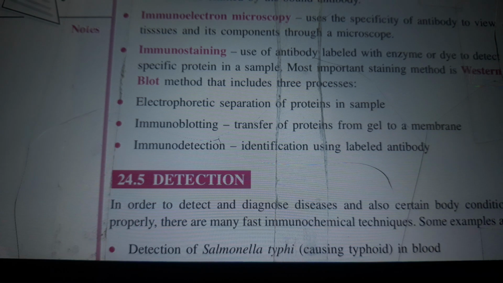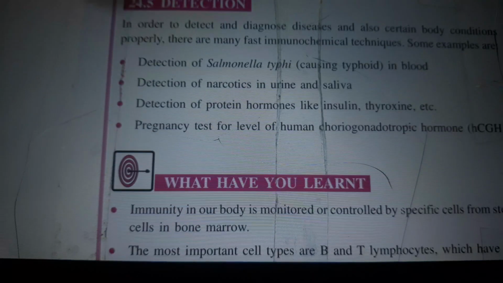The most important staining method is the Western blot method, which includes three processes: electrophoretic separation of proteins in the sample, immunoblotting, transfer of protein from gel to a membrane, and immunodetection, identification using labeled antibody. Detection. In order to detect and diagnose disease and alter certain body conditions properly, there are many fast immunochemical techniques. Some examples are detection of Salmonella typhi using typhoid test in blood, detection of narcotics in urine and saliva, detection of protein hormones like insulin, thyroxine, etc. Pregnancy test for level of human chorionic gonadotrophic hormone, HCG. What have you learned?